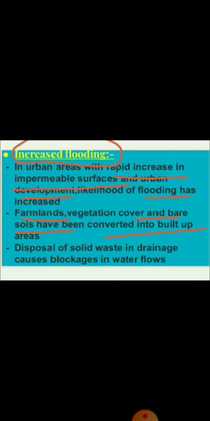In developing countries like India, human encroachment onto the active flood channels, poor flood management strategies, lack of flood early warning systems and disposal of solid waste in drainage lines are the major causes of urban flooding. We can see such a situation in Mumbai, where garbage is thrown in drainage lines, which causes blockages in the water flows, which results in urban flooding. So this is the situation of urban flooding in India. Here are the pictures showing the situation of urban flooding.